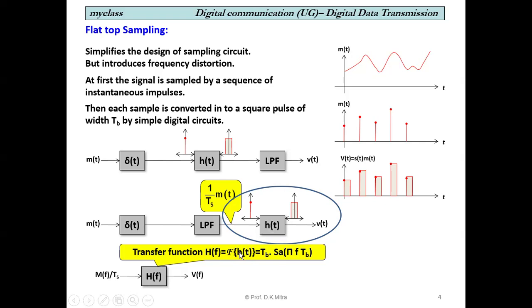I hope you have done this mathematics already. Frequency domain transfer function is only the Fourier transform of the time domain transfer function and vice versa. Time domain transfer function is the inverse Fourier transform of the frequency domain transfer function. And this is equal to TB sampling function pi f TB. That means the frequency domain transfer function is a constant, you forget this constant, but there is a sampling function. This sampling function is notorious. It creates a problem here. What is the problem? Let us see.